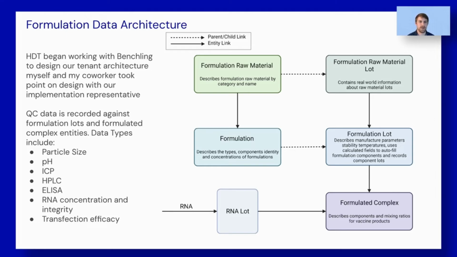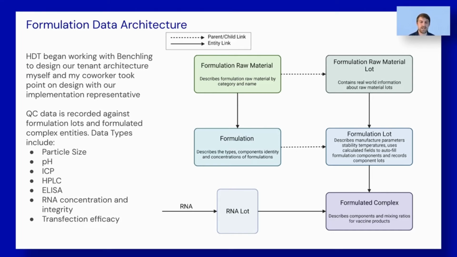To start with, we generate a formulation raw material entity. This represents a chemical component of a formulation, so something like a helper lipid, like DSPC, or a surfactant, like Tween. The entity itself is relatively simple, but it's the building blocks upon which we build every formulation. From there, we have a parent-child link to the formulation raw material lot. You can think of this as a representation of the physical chemical in the lab, while the formulation raw material is like the conceptual chemical structure.